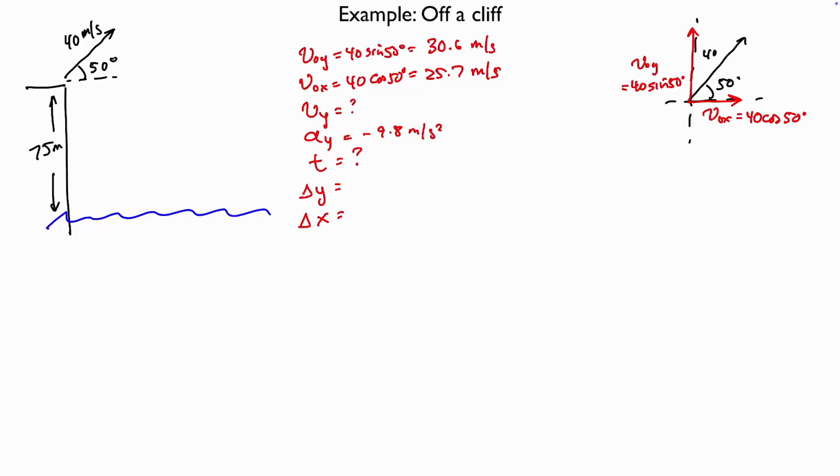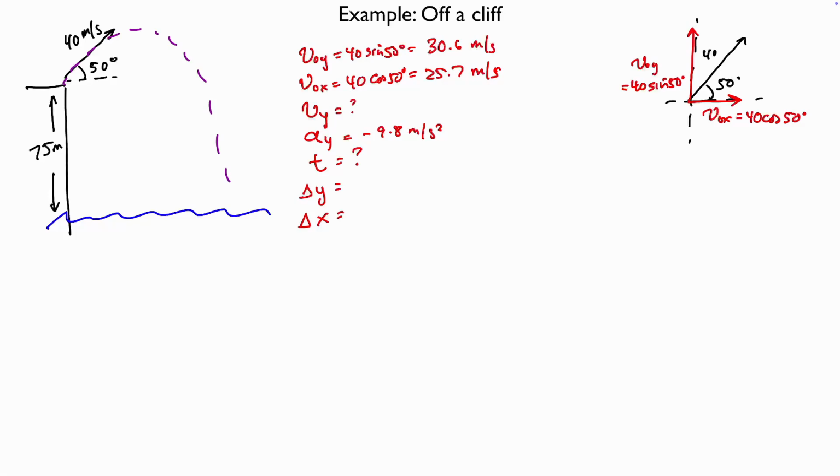If we're going to talk about the whole motion of the Ford Bronco, we do. What's delta y going to be when it ends up in the water? I heard it. Say it louder. Negative 75. Why is it negative? It ends up lower than where it started, right? Doesn't matter where you put 0, it's going to be negative because it ends up displacing downwards.